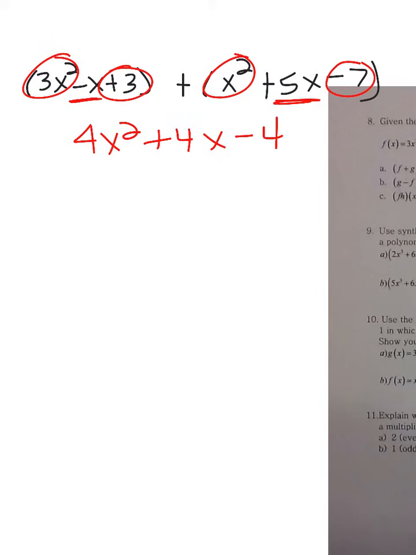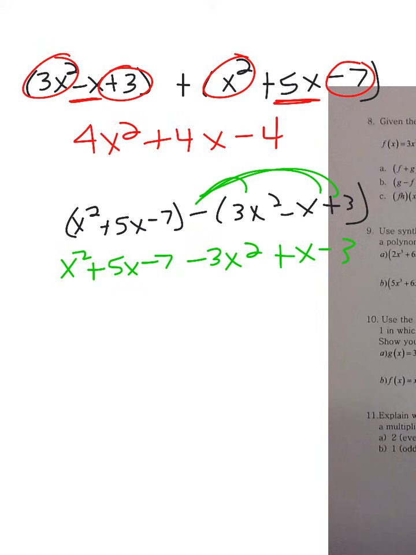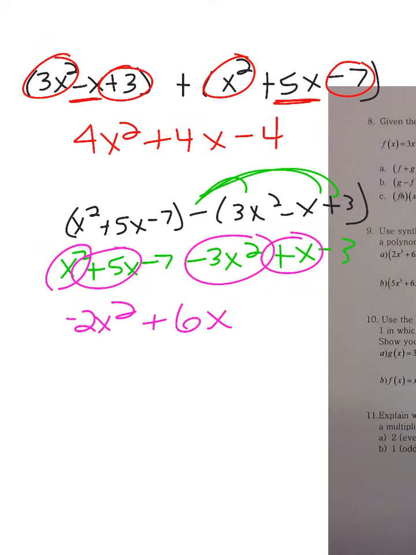All right, the next one. Make sure you put the right polynomial first because it's g minus h. So it's x squared plus 5x minus 7. Subtract 3x squared minus x plus 3. So you want to make sure you distribute the negative. So I get negative 3x squared plus x minus 3. Combine like terms. So I have x squared minus 3x squared is negative 2x squared. 5x plus x is 6x. Negative 7 minus 3 is negative 10.